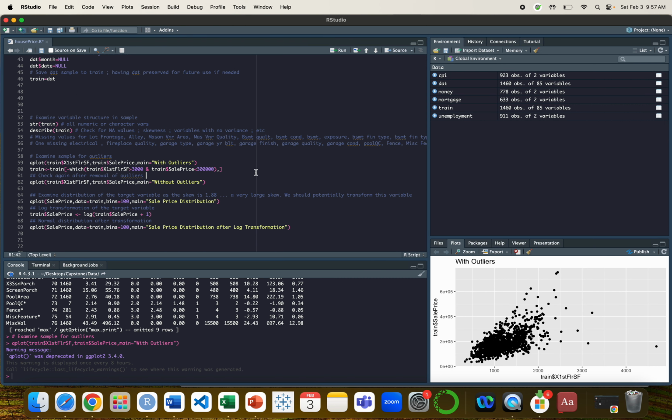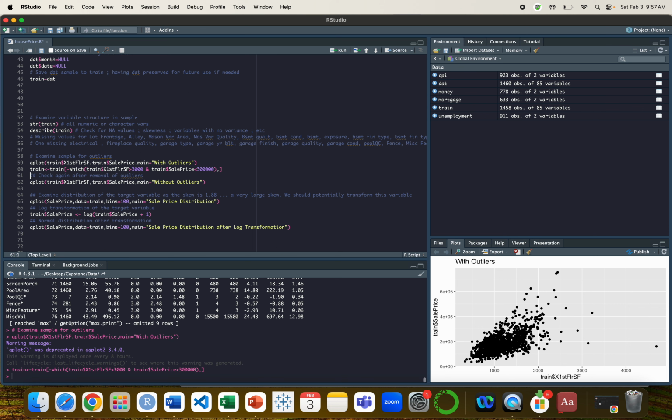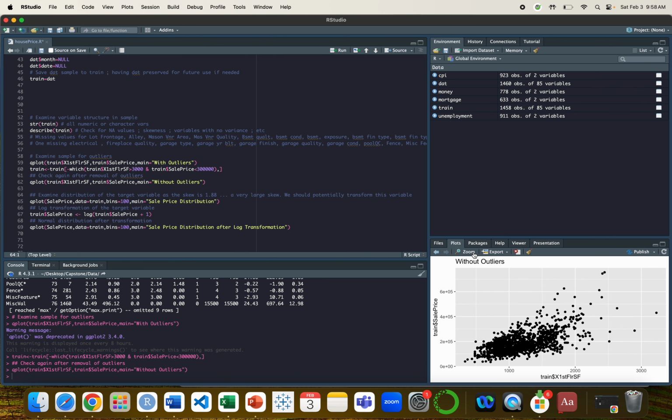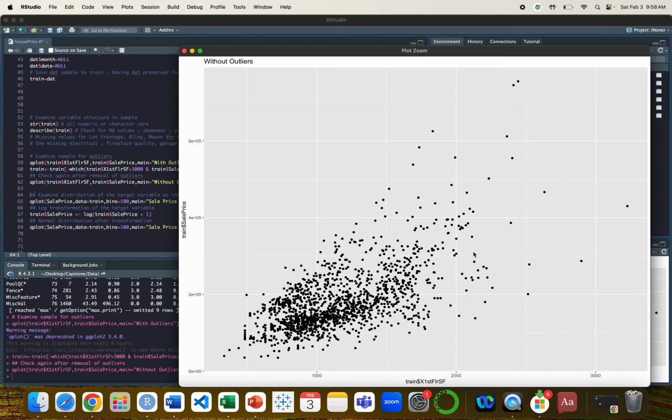All right, so how do we remove it? In R, it's just minus which variables are greater than 3,000 square foot and less than 300,000 price. So in this case, we do that. Let me also look at it again. All right, it did its job.